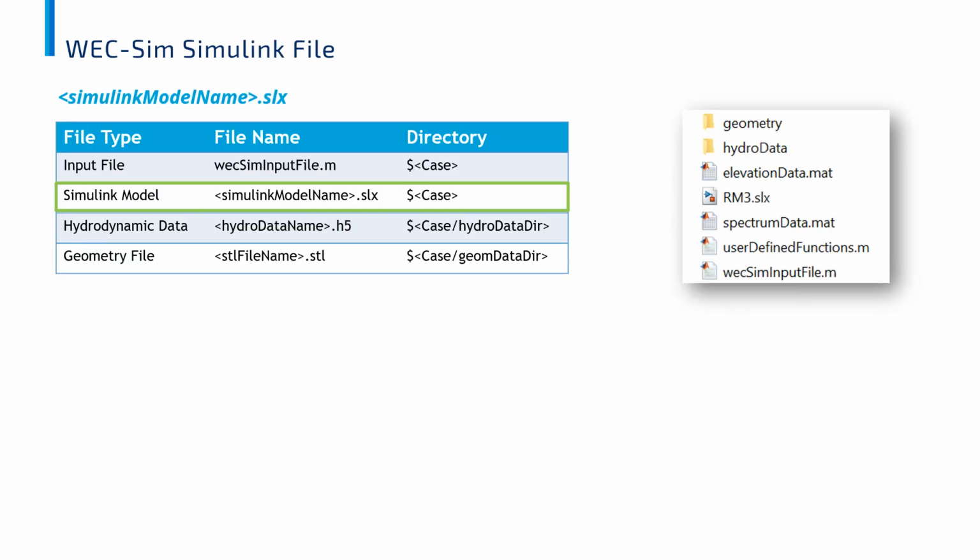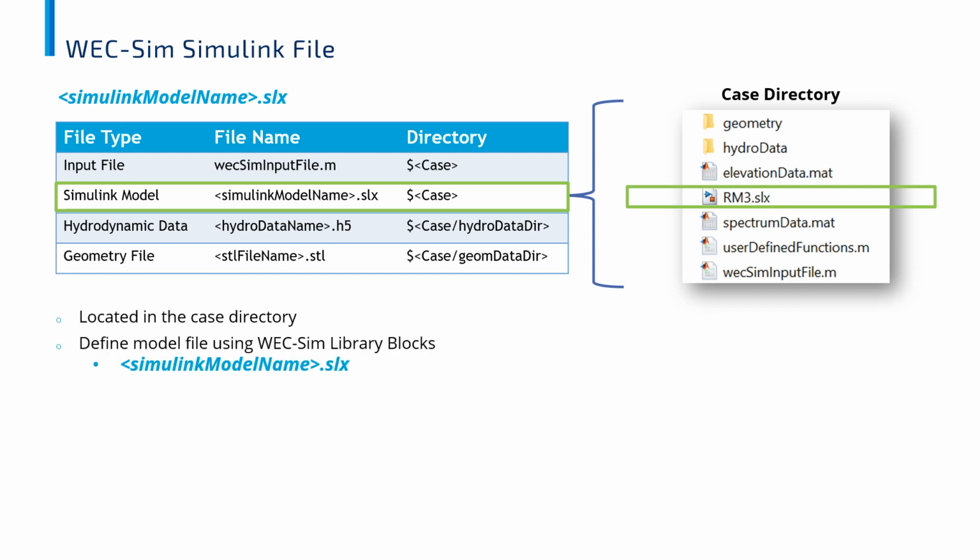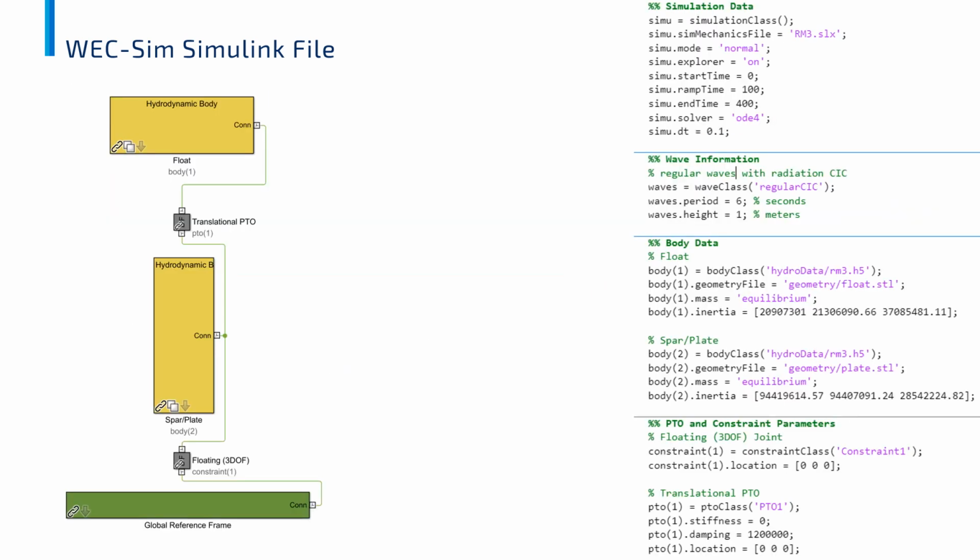So now that we've looked at the example WEC-Sim input file for the RM3 example, we'll move on and do the same for the Simulink model file. This is also found in the case directory, and it is going to be defined by dragging and dropping the WEC-Sim library blocks into the requisite Simulink file. We'll note here that the information contained in the WEC-Sim input file maps to a particular block or a particular object in the Simulink file.